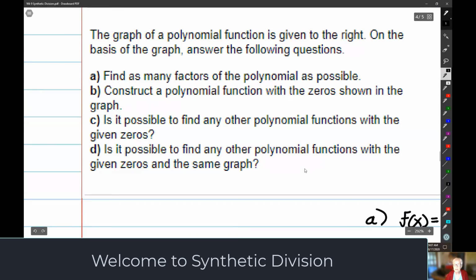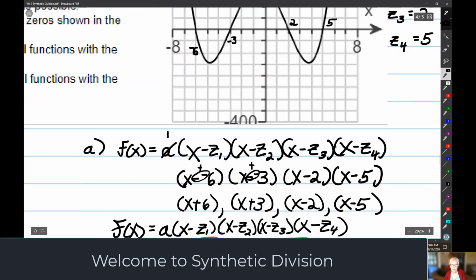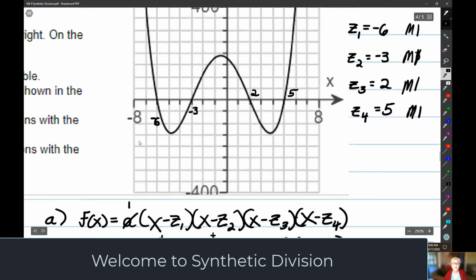And D, is it possible to find any other polynomial functions with the given zeros and the same graph? No. If we found a different A, there would be different stretch or shrink. So it couldn't possibly look exactly the same way. If we knew exactly what A was, I would have put that in.